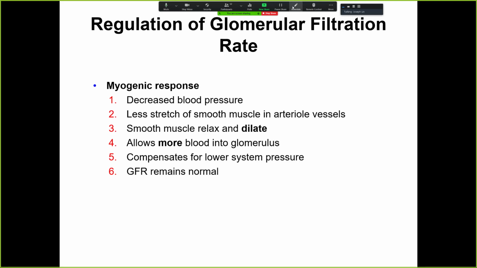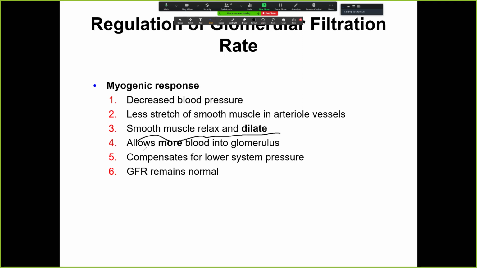So your smooth muscles tend to relax and dilate, so more blood is allowed to go into the glomerulus because you're not allowing the pressure to damage the system. So you compensate by maintaining healthy GFR. And GFR is about 125 mLs per minute, right?